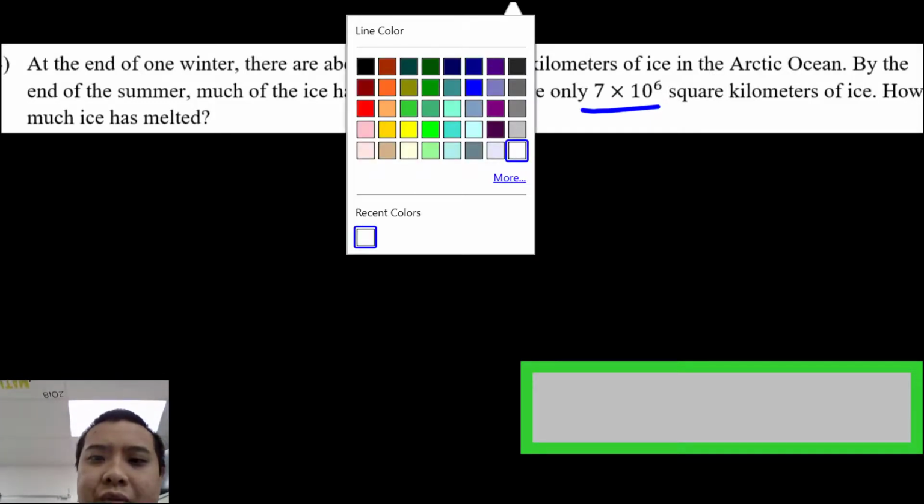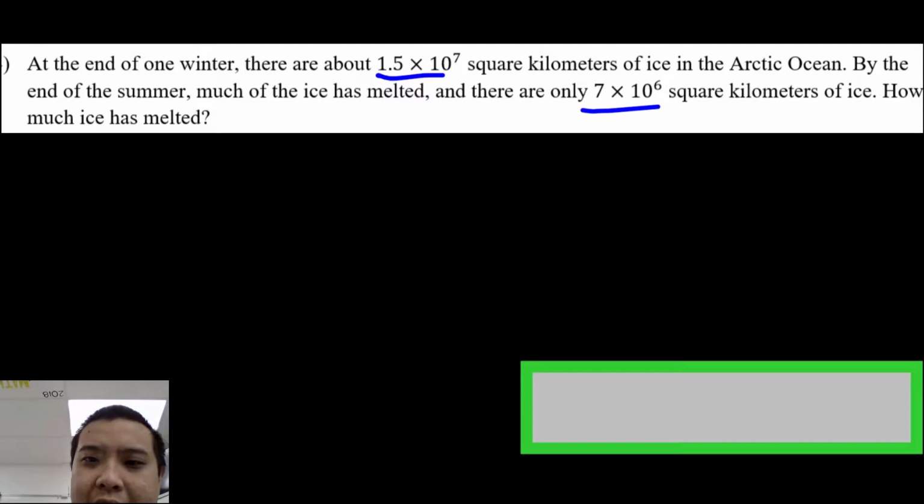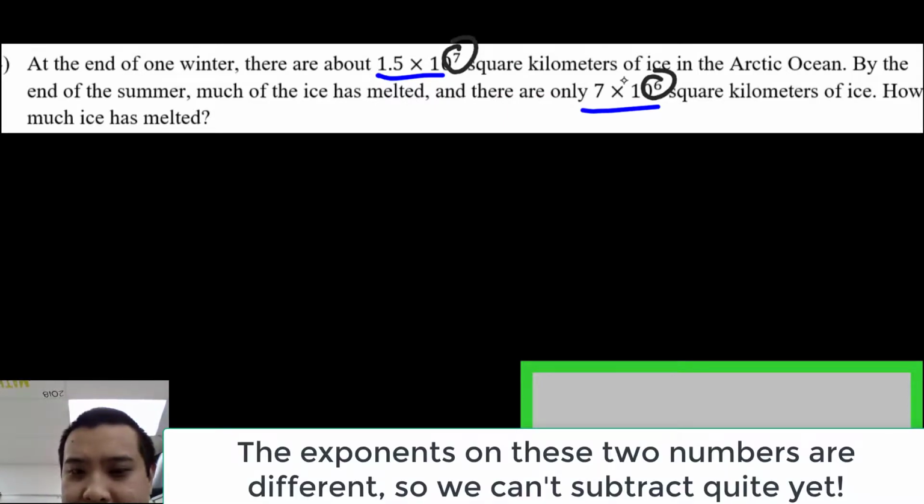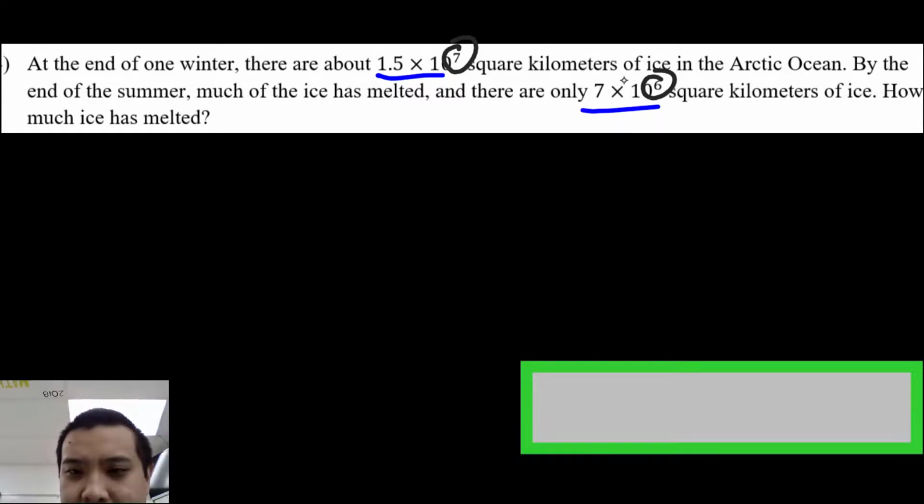Now, notice here that this is a 7 and this is a 6. Uh-oh, that's going to be an issue. So what we need to do is make them the same exponent. When there are different exponents, we cannot subtract them, and we'll talk about why later on. So what I'm going to do here is take this exponent and make it bigger by 1 to match the 7.